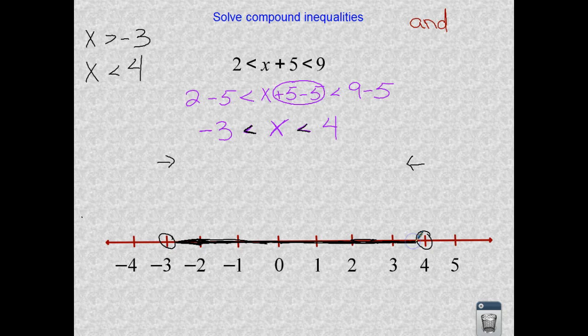Go check out some of these numbers. All the numbers that fall between -3 and 4, but not including. These will not work because they have open circles on them.